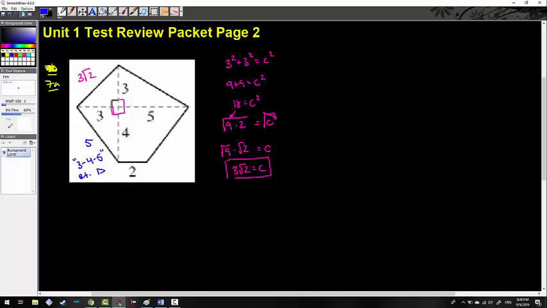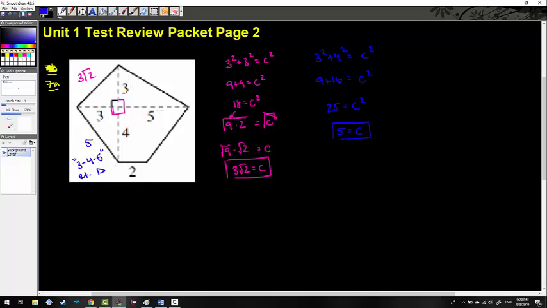Okay? But if you wanted to prove it, I understand. So you could go 3 squared plus 4 squared equals c squared again, right? So what you'd get is 9 plus 16 is equal to c squared. 25 is equal to c squared. Hey, what do you know? C equals 5. And then that 5 goes here.